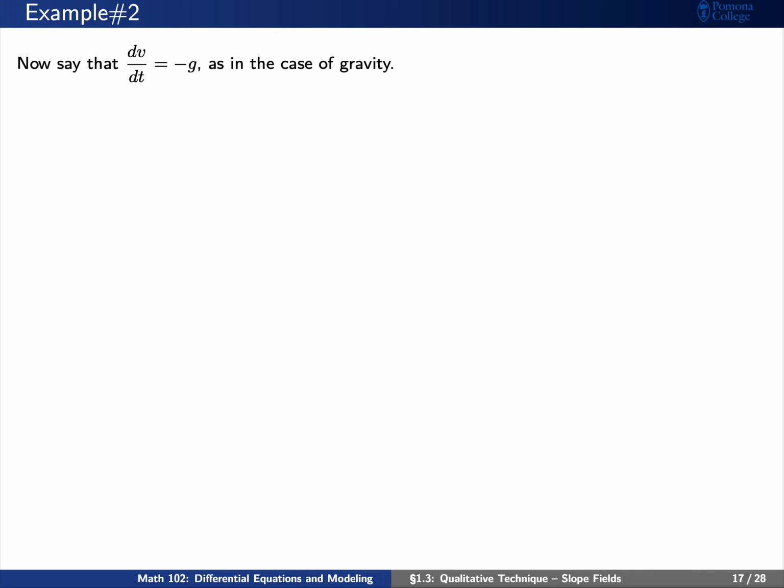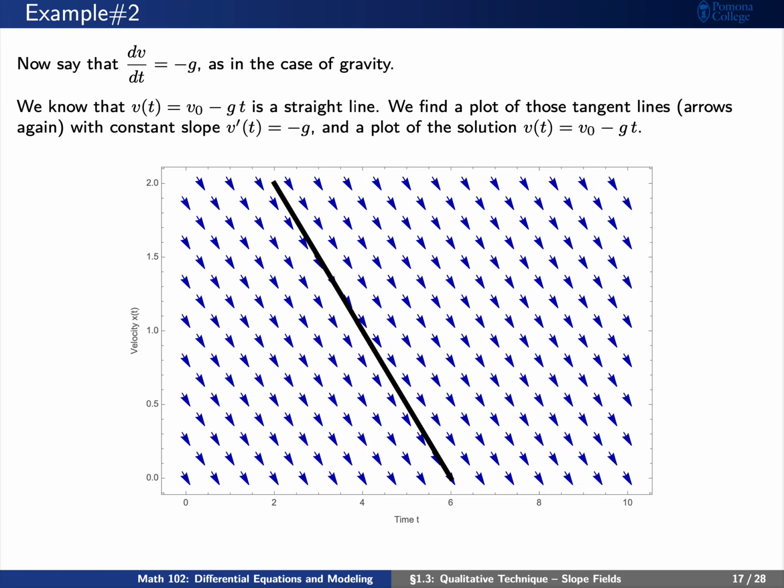Let's consider another example. Let's consider the equation dv dt equals negative g, as in the case of gravity. Well, we know that the velocity must be a linear function. That is, the plot here must be a straight line. v of t equals v0, the initial velocity, minus g times t. We can plot these tangent lines, that is the arrows again, where we have constant slope v prime of t equals negative g. And we can plot our solution v of t equals v0 minus gt.